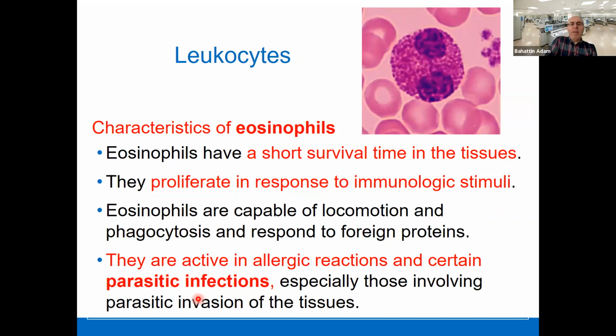Now, eosinophils are the other type of white blood cells. They proliferate in response to immunologic stimuli. They are active in allergic reactions and certain parasitic infections. If you determine a high percentage of eosinophils, you may think about parasitic infections.